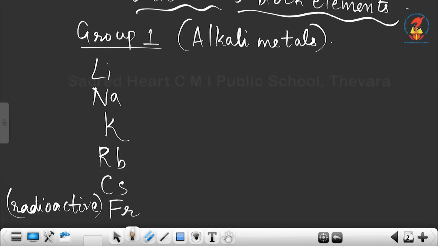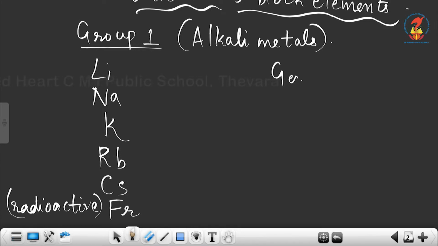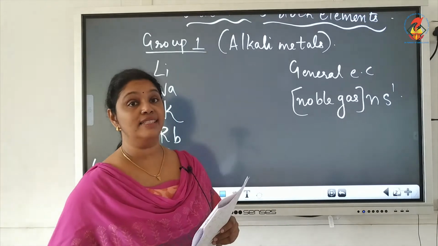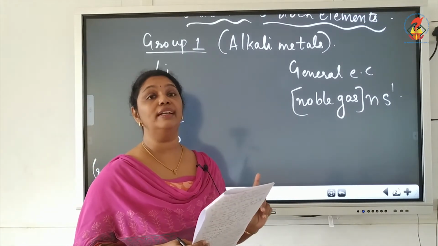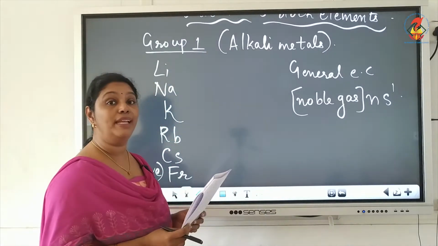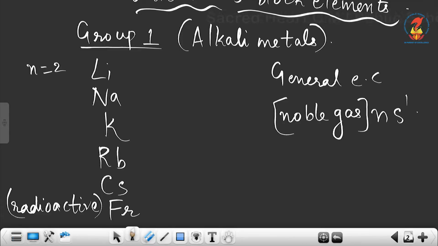Now, what is the general electronic configuration of group 1 elements? The general electronic configuration is noble gas ns1. ns1 is the valence electron and there is only one valence electron present in group 1. Now, n is the period number. Period number for lithium, n is equal to 2. Sodium is 3, 4, 5, 6 and 7th period we have francium.